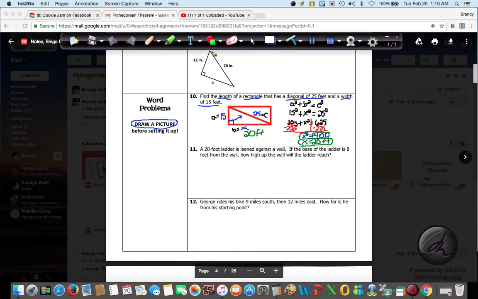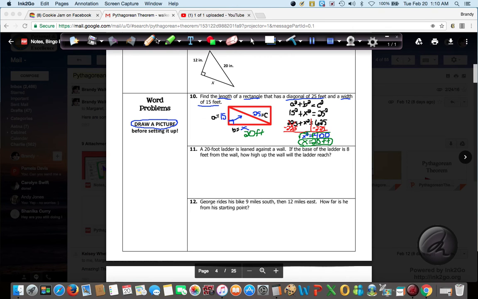Okay, all right, let's look at the next one. A 20-foot ladder is leaned against a wall. If the base of the ladder is 8 feet from the wall, how high up the wall will the ladder reach? Now, I'm going to work with you on drawing the pictures for 11 and 12, but I would like for you to do the math on your own because this is important. I think drawing the pictures and labeling you'll get with time, just practice, but I really want you to start practicing just the math part of the Pythagorean theorem.